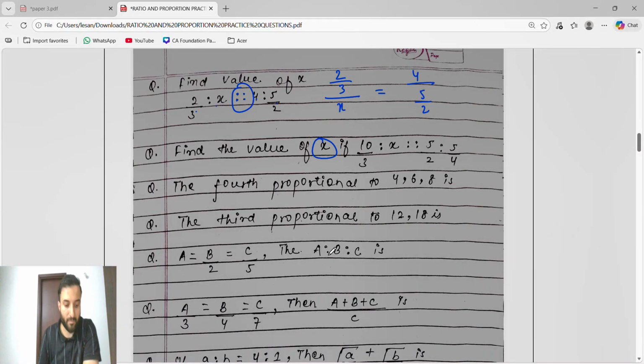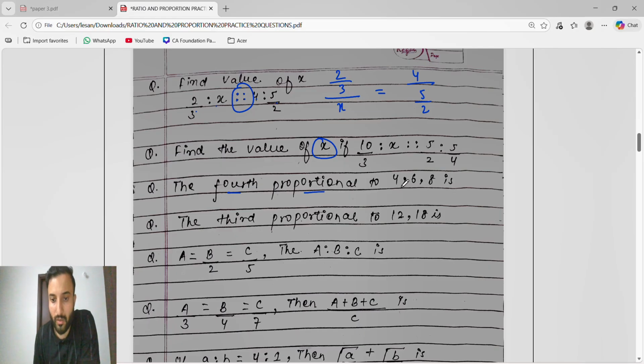Woohoo. Okay, find the fourth proportion. Kaun call kar raha hai bhai? Sorry guys, I can't pick the call. Sorry. Okay.